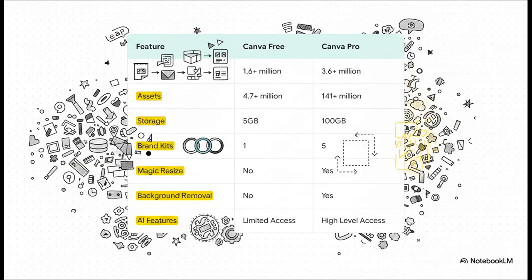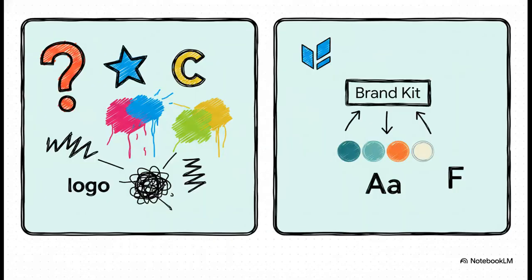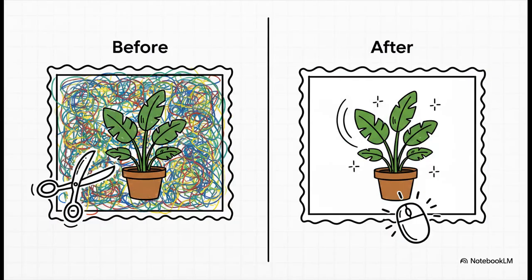But it's not just about having more stuff. Pro brings in a bunch of tools that are genuine game changers. We're talking about features that are designed to save you a ton of time and keep everything looking professional. Things like brand kits, magic resize, and one-click background removal. Let's look at a couple of these. One of the biggest headaches for any business is keeping the branding consistent. Canva Pro just solves this with brand kits. You can upload your logos, plug in your exact brand colors, set your fonts, and then every single design you make stays perfectly on brand. No more guesswork.